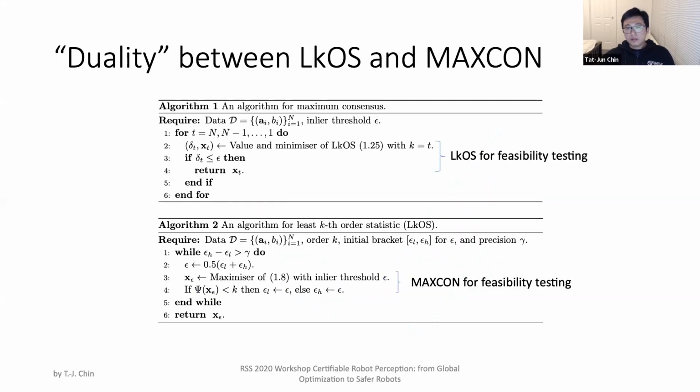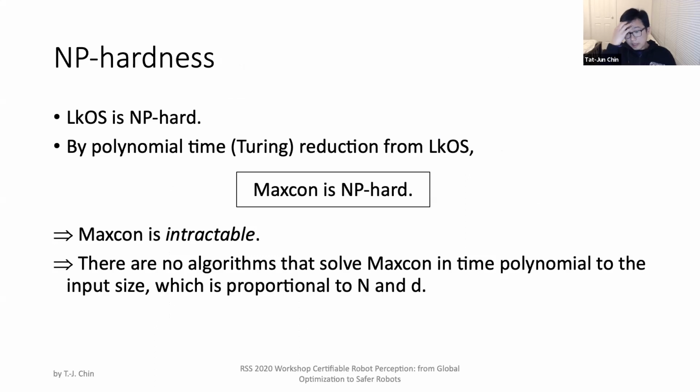So what this is saying is that if we know how to solve LKOS, we know how to solve MaxCon, and if we know how to solve MaxCon, we know how to solve LKOS. The problems are dual in a different sense from that mentioned in the two previous talks. And since we don't have polynomial time algorithms for either of them, both of them must be difficult. So that's a hand-wavy, quick way of saying this is an NP-hard problem, which is not surprising to begin with.